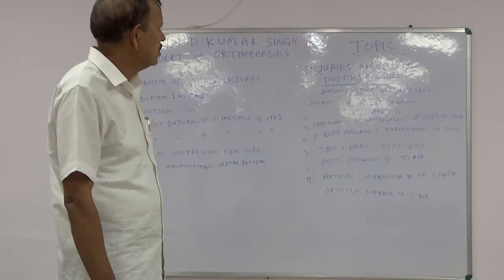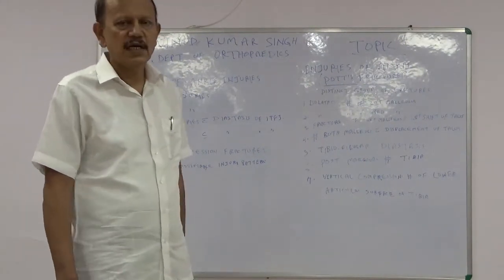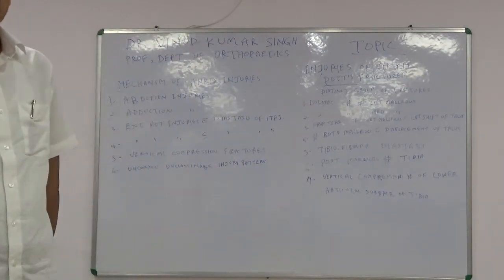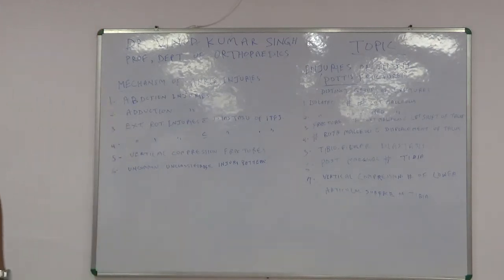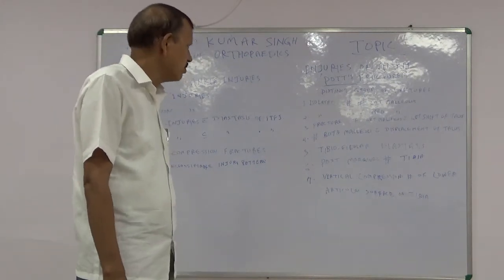So, these are the ankle injuries. Ankle injuries are one of the commonest injuries, second only in frequency to distal radius fracture. So they are one of the most common injuries. So these injuries are common, the commonest injury after the fracture of the radius.